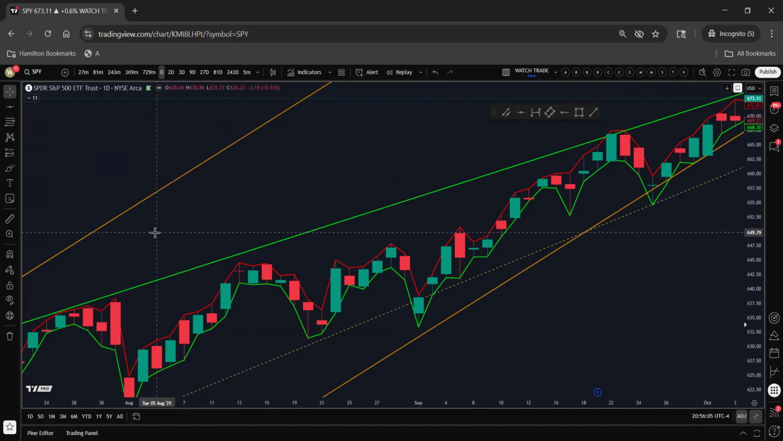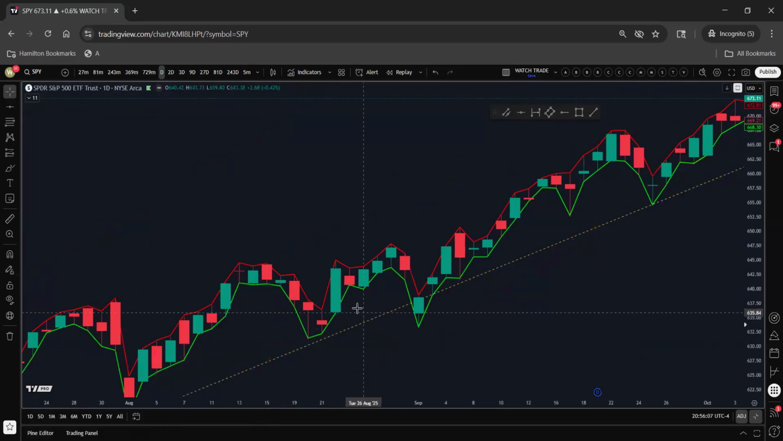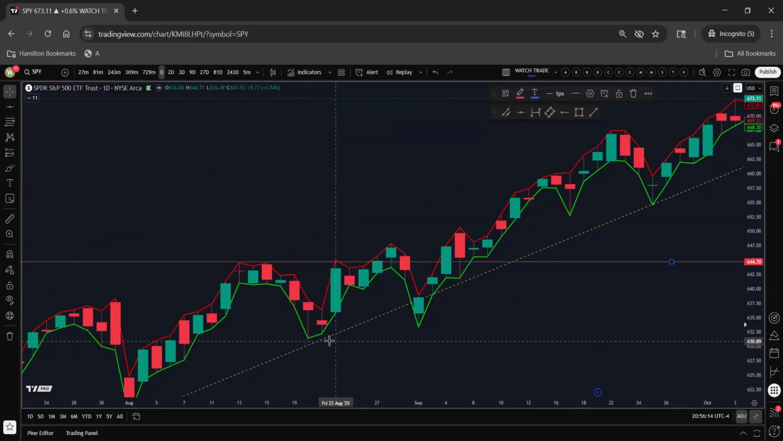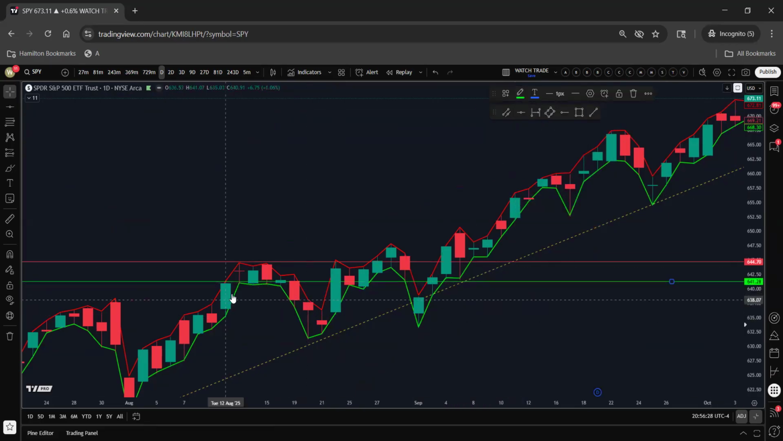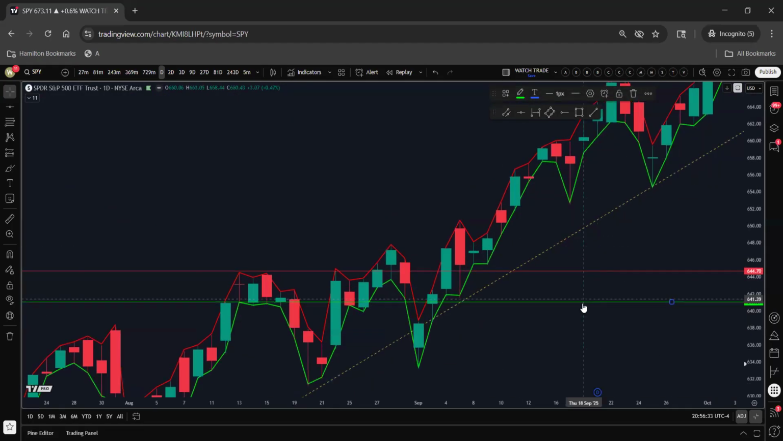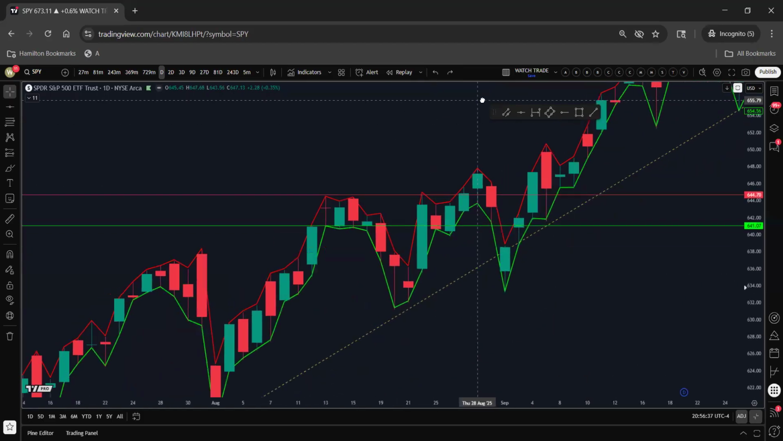Let me erase all drawings first. Okay, so let's add a horizontal line up here for resistance. We're going to find the top. So right there's the top. And this was the bottom of this toppy area, this candle. Let's make that green. Okay, so let's line it up a little bit better right there. All right, so this is a local top.